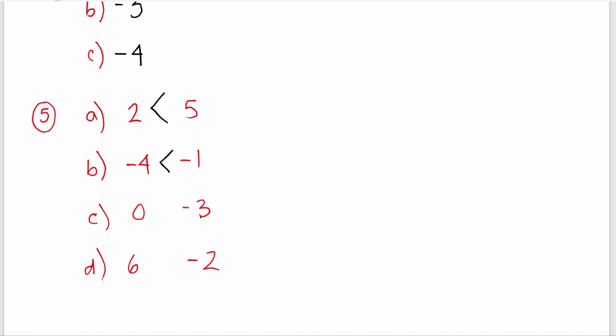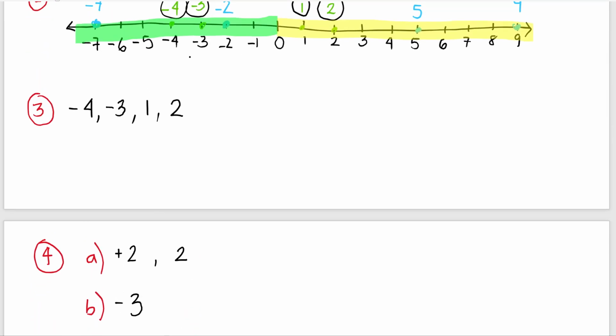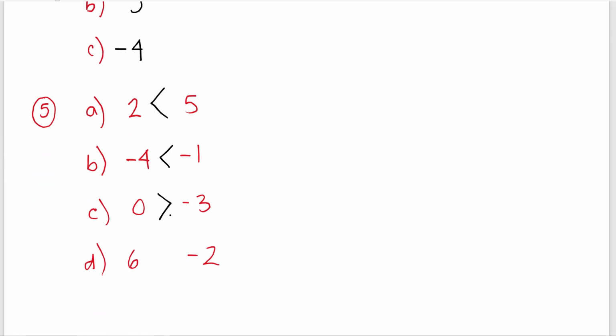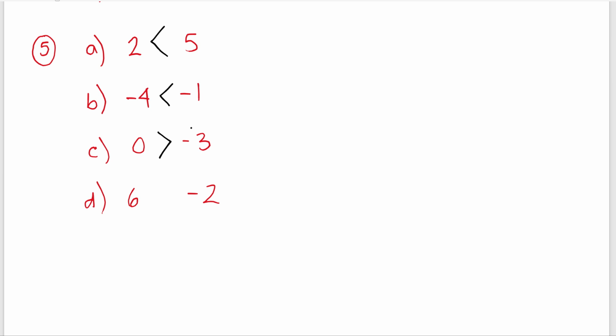What about 0 and negative 3? I know that the negatives are to the left, which means that 0 is going to be greater than negative 3. And if you don't believe me, you can go to your number line and say, okay, negative 3 and 0, because negative 3 is to the left, then it means that it's less than. And I use the small point to say that this one is the little one and 0 is the big one.